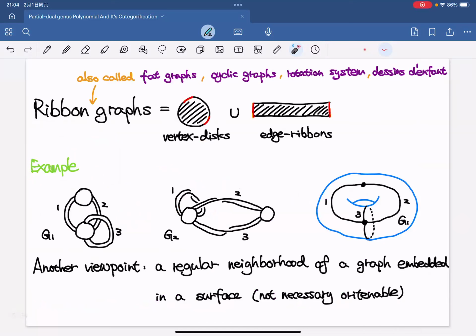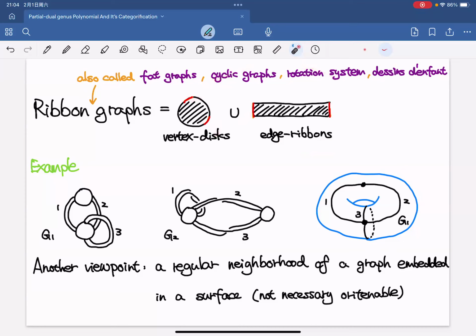Okay. First, here I want to tell you some basic notions about ribbon graphs. Actually, ribbon graphs appear quite often in many topics of mathematics, and sometimes they are also called fat graphs or cyclic graphs or rotation systems and so on. Roughly speaking, a ribbon graph consists of some vertex disks and some edge ribbons. So you need to glue each edge ribbon to some vertex disks, something like this.